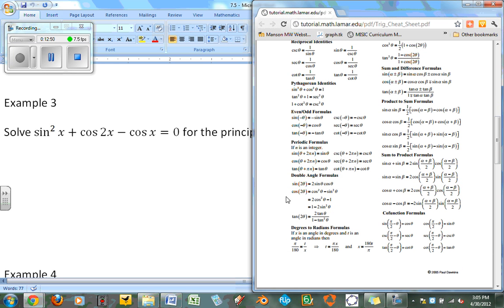Double angle formula. So for cosine 2 theta, I have three choices. I can go 2 times cosine squared minus 1, or I can go 1 minus 2 sine squared, or I can go cosine squared minus sine squared. And really, I don't think it matters. Let's pick one and go with it. This is a sine squared, so I'm going to make this one into a 1 minus 2 sine squared. Let's try that.